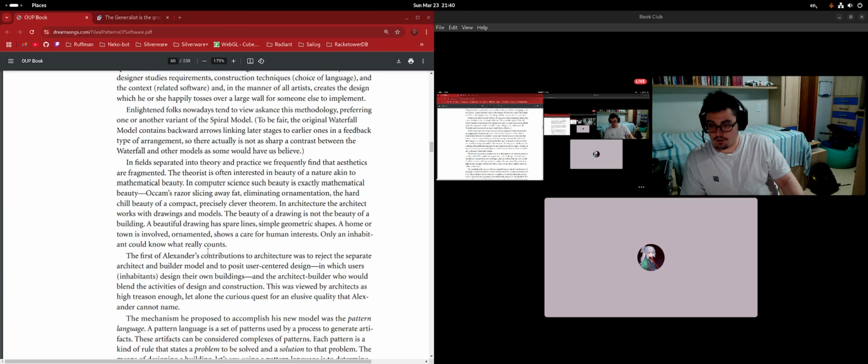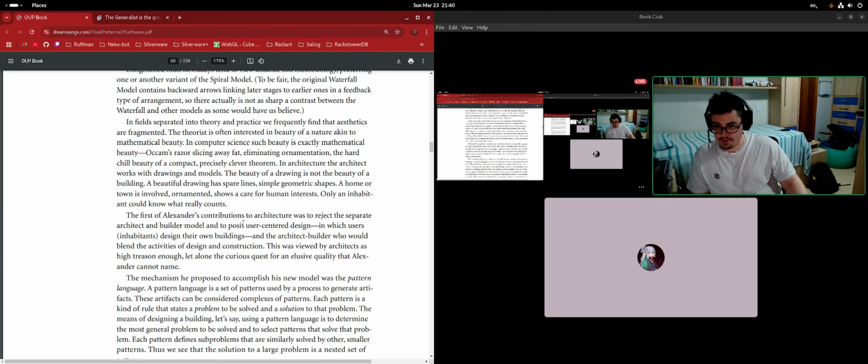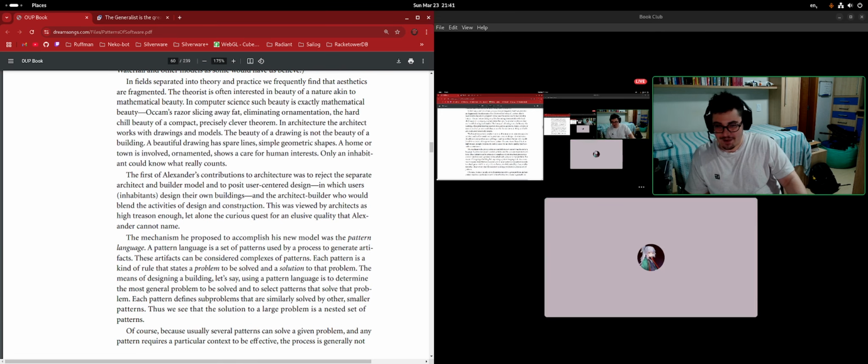And then one of the first contributions from Alexander was to reject the separation between the architect and the builder, and to posit user-centered design, and the architect-builder who would blend the activities of design and construction. This was viewed by architects as high treason, enough, let alone the curious quest for an elusive quality that Alexander cannot name. So this probably was a very hot take at the time. This probably made headlines on whatever Twitter they had. Because the guy is basically saying that no, we should not separate those things. Those things should live together.